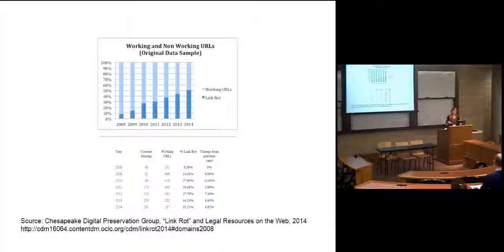They started with a sample from 2008, and as you can see with the graph, with each progressive year, there are more and more broken links, as you would expect. So up to the point that in 2014, when this report was published, they're now up to around 50% of the links in their sample set no longer work.